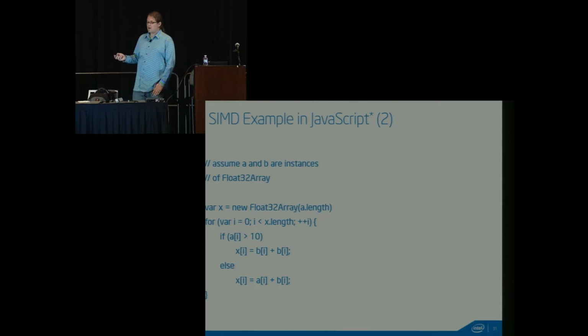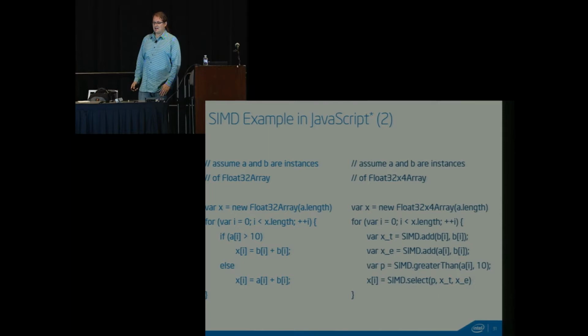And then we have this loop. But now inside of the loop, we have some control flow. There's a conditional in there. Whenever A of I is greater than 10, we will add B of I and B of I. Otherwise, we'll add A of I and B of I. Right? So we perform two different things depending on the value we found in A of I. So how do we do the SIMD style? And this makes use of our select operation.